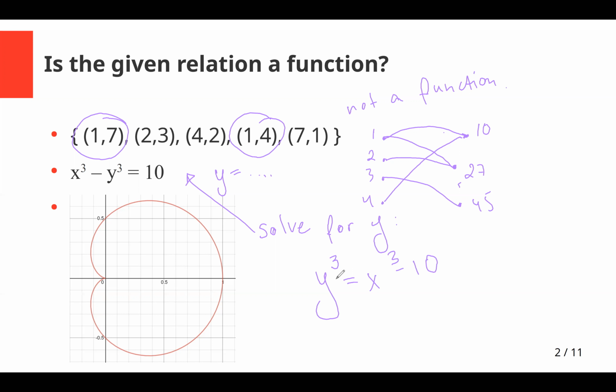And then I need to extract the cube root from both sides, right? So I will say y is equal to the cube root of x cube minus 10. Now, do you see that I'm not putting the plus minus here? That could be the reason why you thought that it's not a function, right?